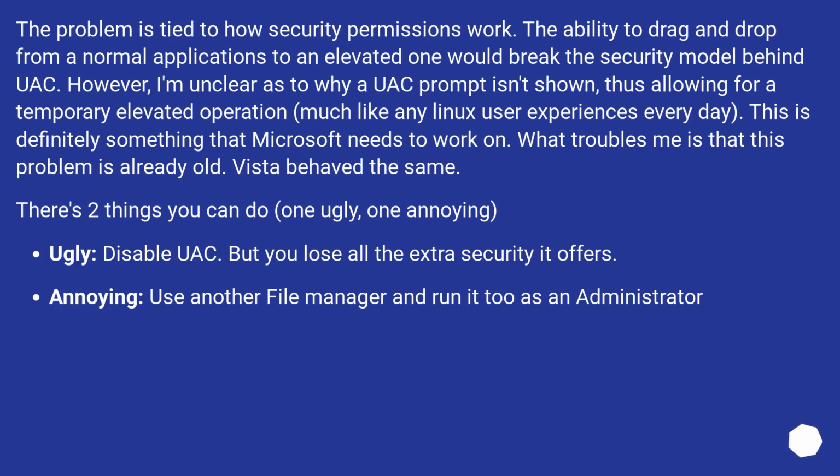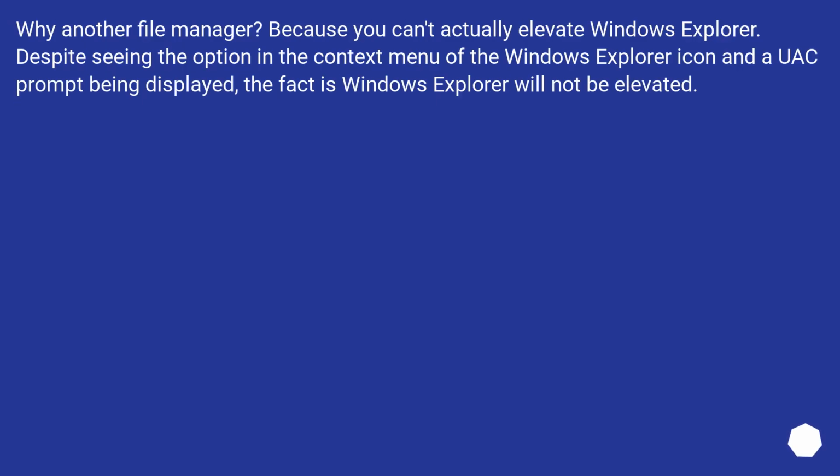Vista behaved the same. There are two things you can do, one ugly, one annoying. Ugly: disable UAC, but you lose all the extra security it offers. Annoying: use another file manager and run it too as an administrator. Why another file manager? Because you can't actually elevate Windows Explorer. Despite seeing the option in the context menu of the Windows Explorer icon and a UAC prompt being displayed, the fact is Windows Explorer will not be elevated.